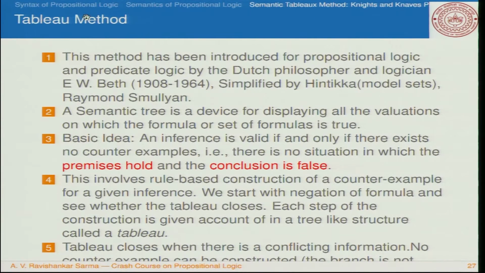Here what we essentially do is that given any formula which occurs in propositional logic, we draw its corresponding tree diagram, which is called a semantic tree. A semantic tree is considered to be a device for displaying all the valuations under which a given set of formulas are considered to be true.